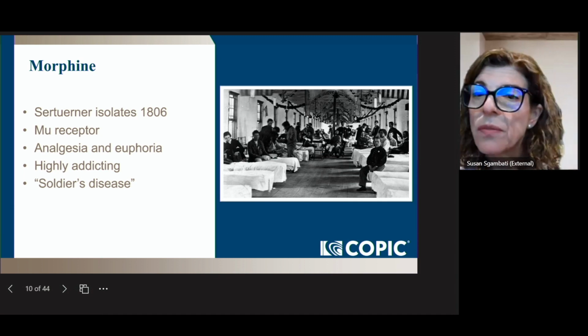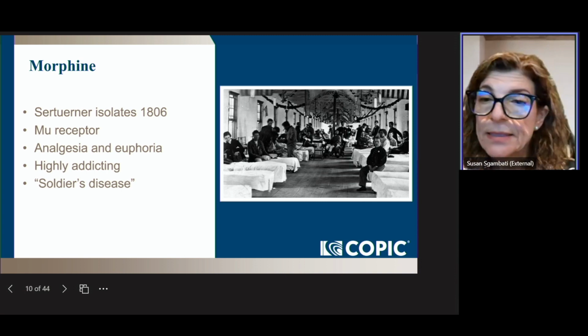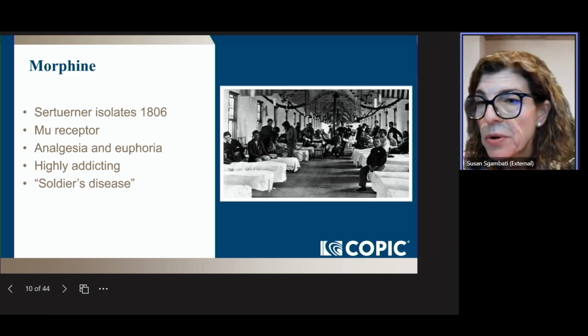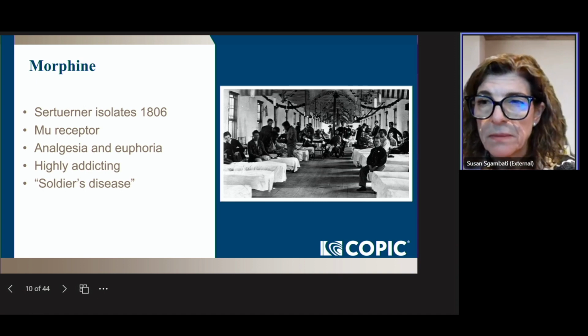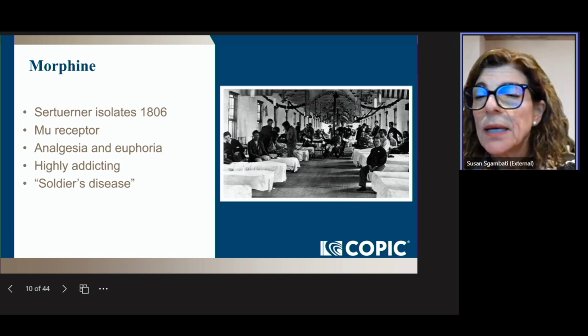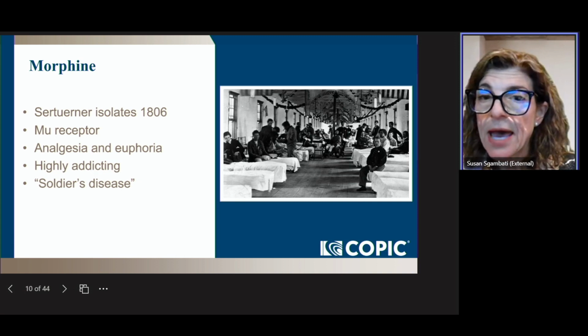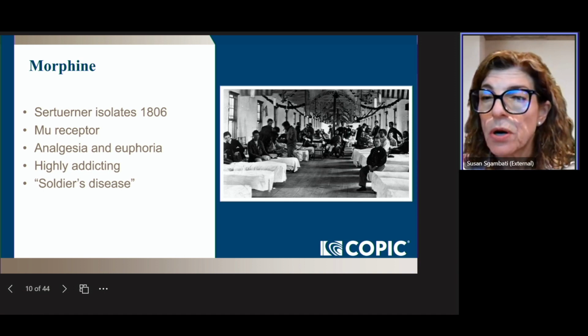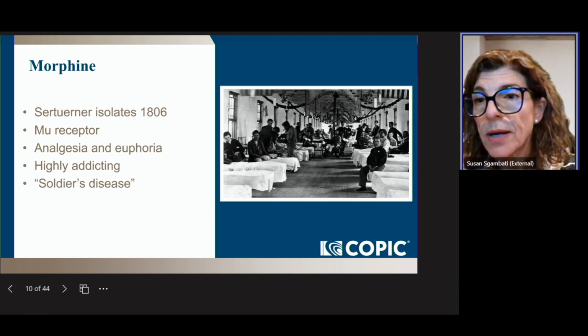Historically, morphine was isolated in 1806. Just as a point of review, I know we know this, but it might be as far back in your head as it is in mine. An opioid is a substance that by definition binds to about 5 receptors. Its most profound effect is on the mu receptor, and that's where we get the analgesia and the euphoria from it. That also is why it's highly addicting.